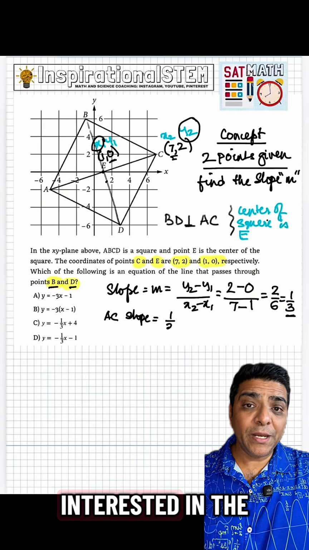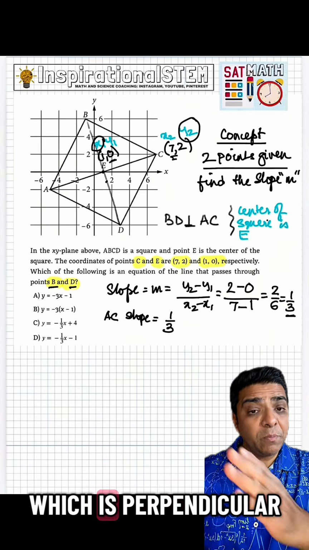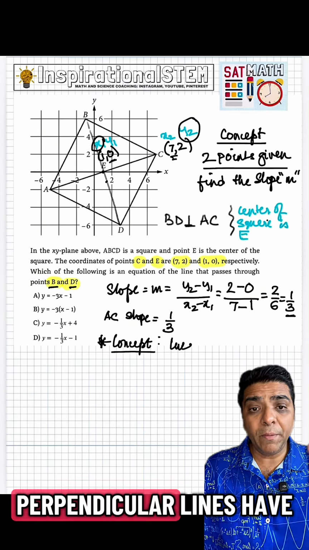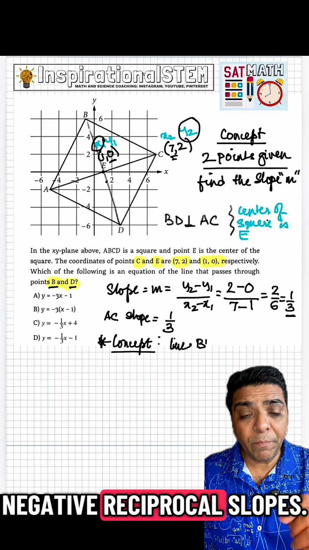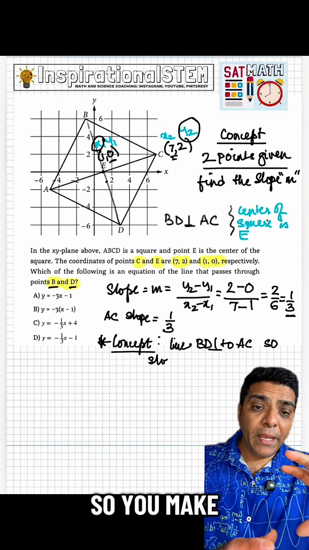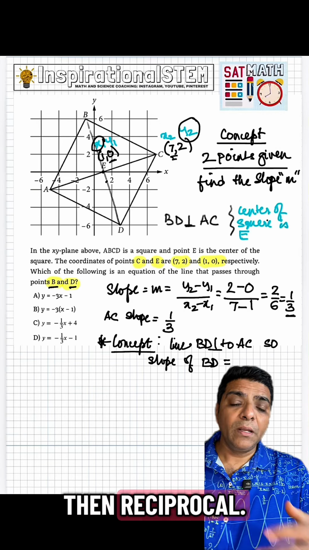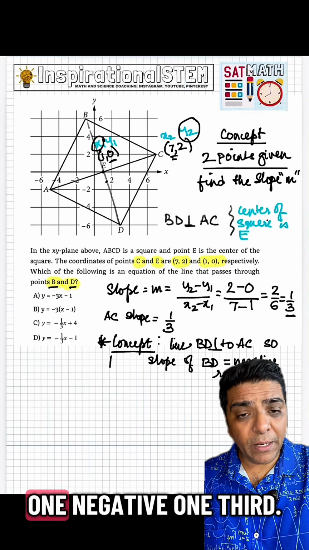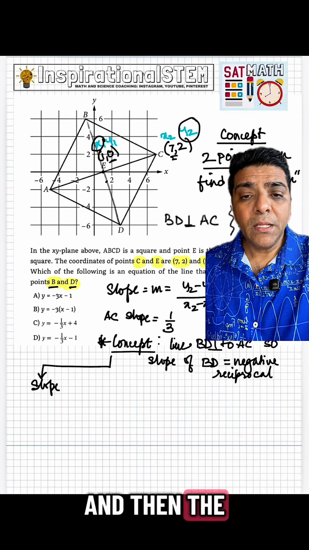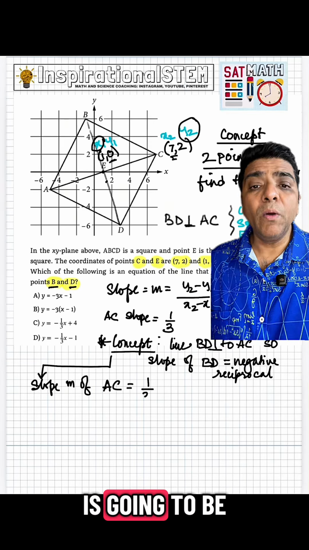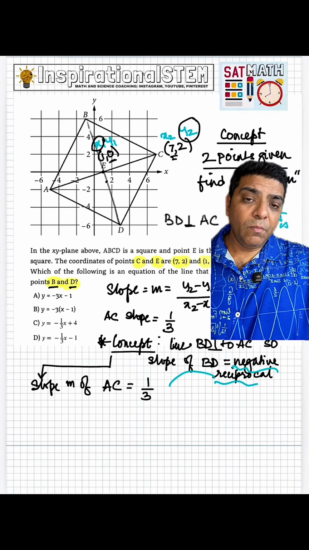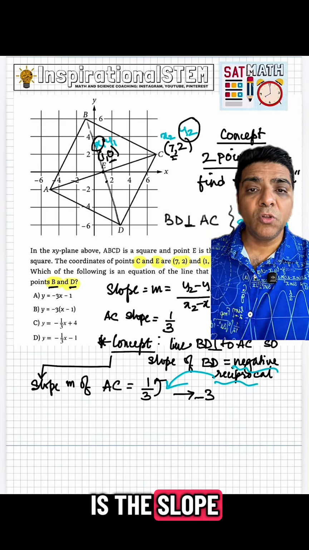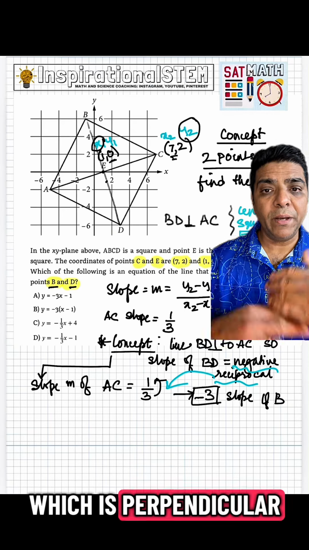So we are interested in the slope of the line BD, however, which is perpendicular to AC. So the concept is, as you remember, perpendicular lines have negative reciprocal slopes. So you make it negative and then reciprocal. So we have 1/3. So we're going to make it negative. So make it negative 1/3. And then the reciprocal of that is going to be negative 3. So negative 3 is the slope of the line BD, which is perpendicular to AC.